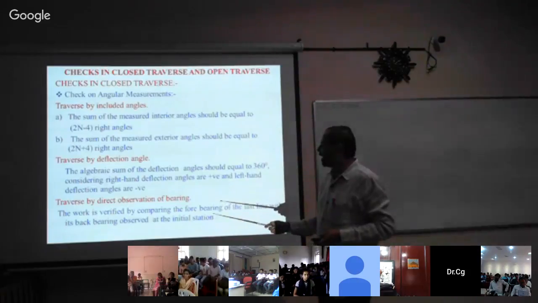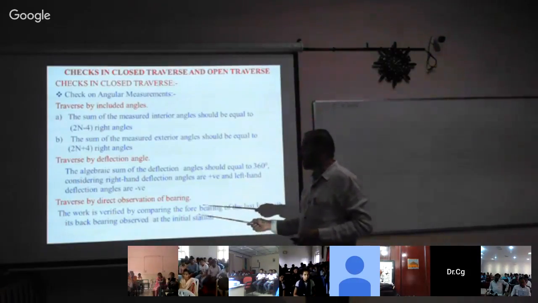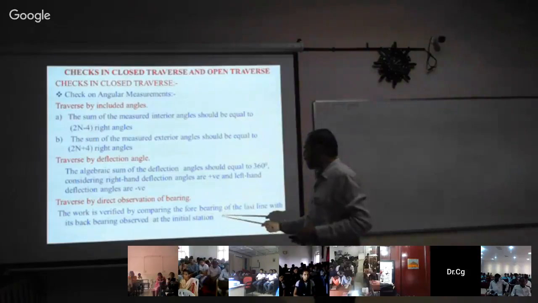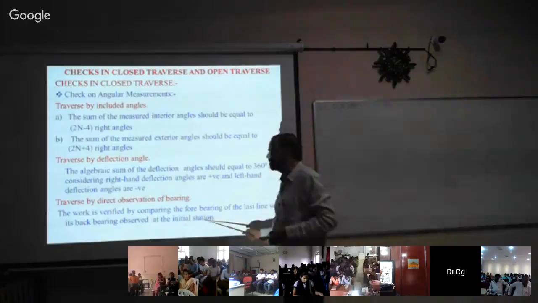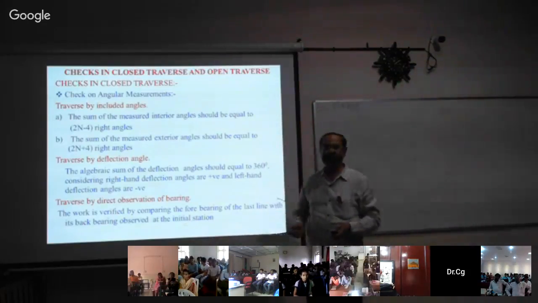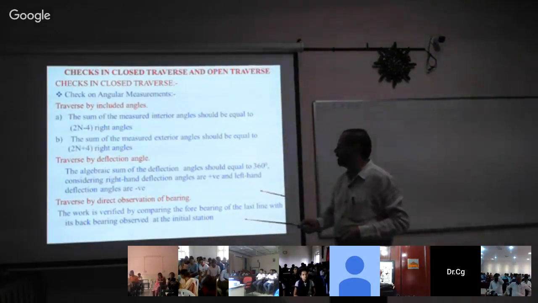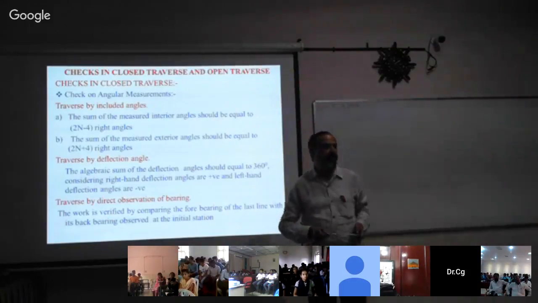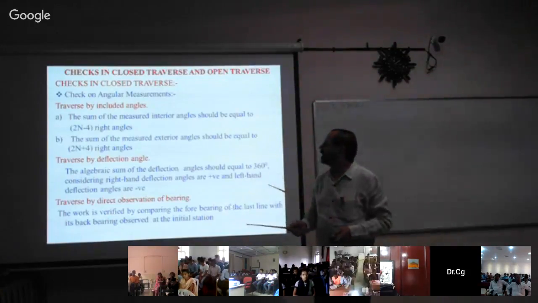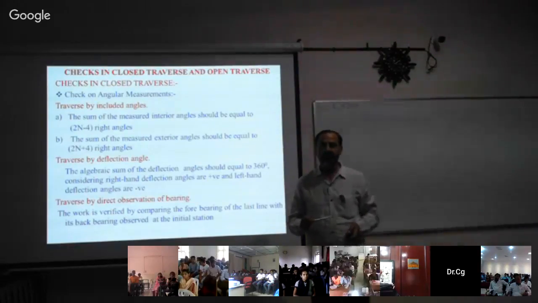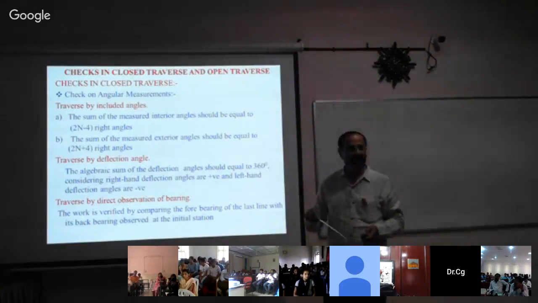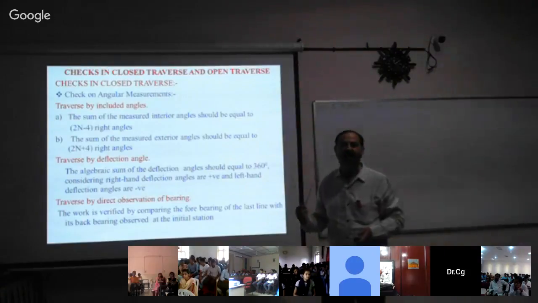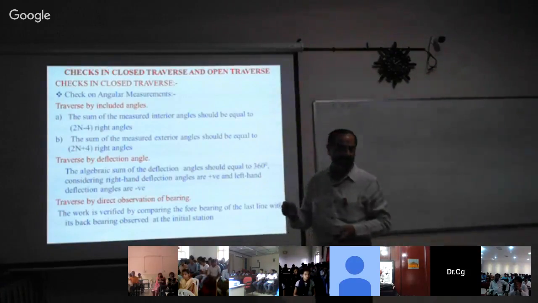Now, traverse by direct observation of bearing. The work is verified by comparing the fore bearing of the last line with the back bearing observed at the initial station, isn't it? Now suppose in closed traversing, at every point we need to check the fore bearing and back bearing, and when you come back, we can check the back bearing of the point, then each survey line, isn't it?